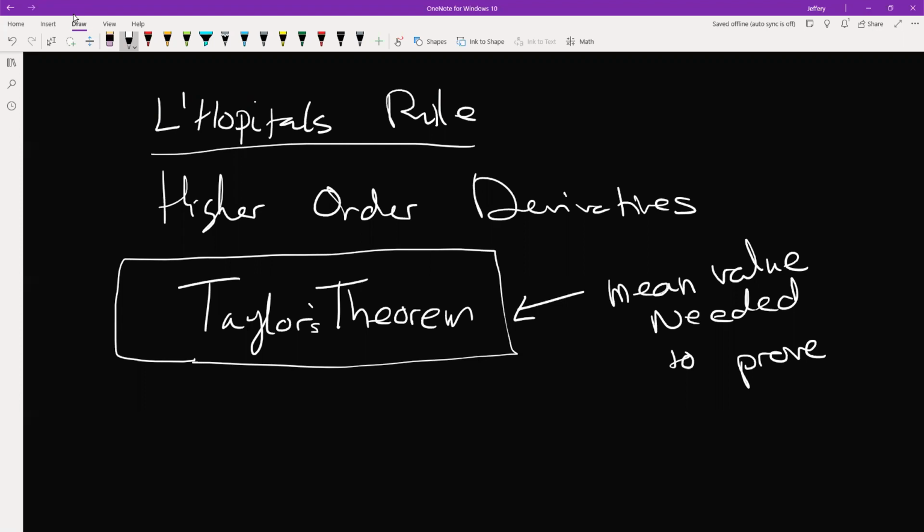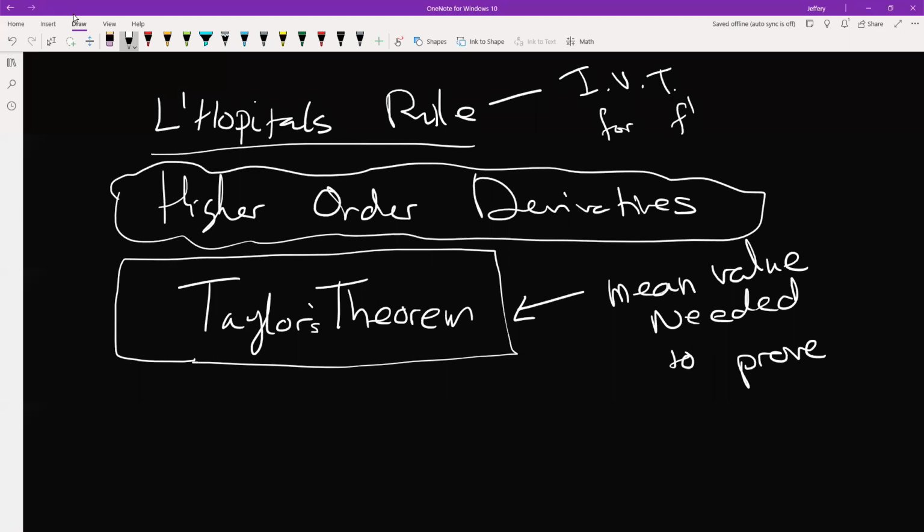Okay. Now, in order to talk about L'Hopital's rule, we're going to have to talk about something called the intermediate value theorem for derivatives. Intermediate value theorem for f primes. And then higher order derivatives, not too difficult. It's just like the derivative of the derivative of the derivative of the derivative if it's differentiable.